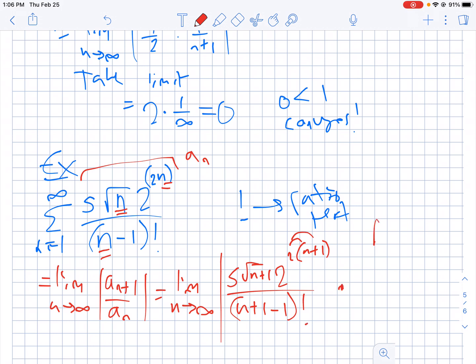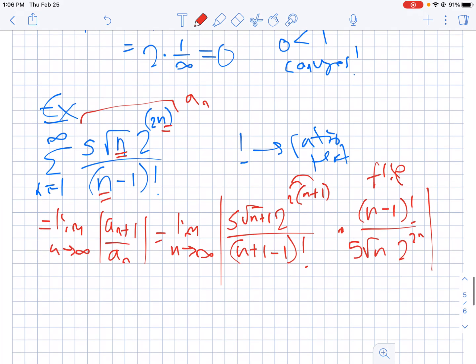And then I'm just going to go ahead and flip the fraction on the bottom and multiply right away. So that's just n minus 1 factorial divided by 5 times square root of n times 2 to the 2n. Now remember, everything is multiplied here, so we can just cancel the 5s right away. The constant just goes away, which is good. I mean, you can just pull it out in front too, so it's whatever.